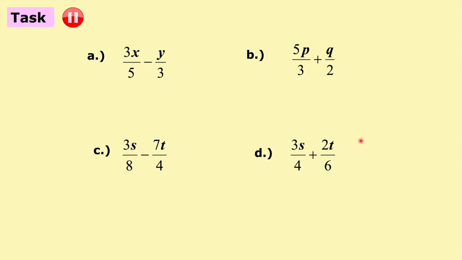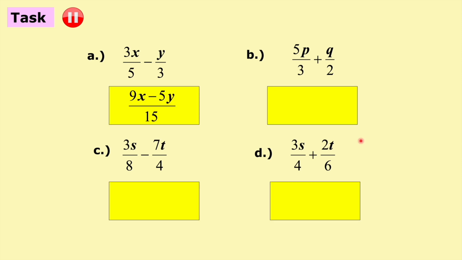Okay, so let's go through the answers. So for the first answer, you should have 9x subtract 5y over 15. And for B, you should have 10p plus 3q over 6. For C, you should have 3s subtract 14t over 8. And for D, 9s add 4t over 12. So well done if you managed most of them, if not all of them, and got them correct.